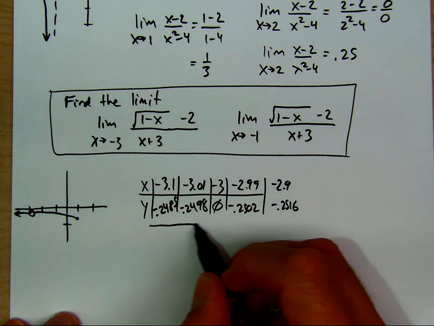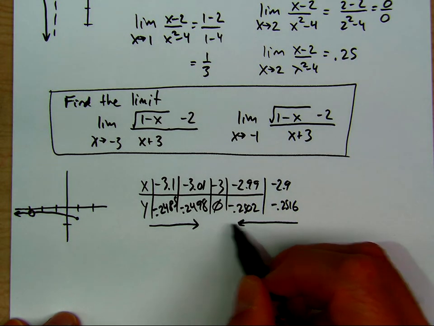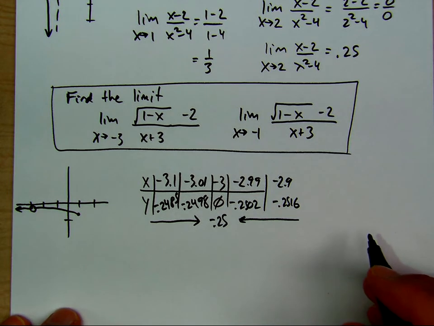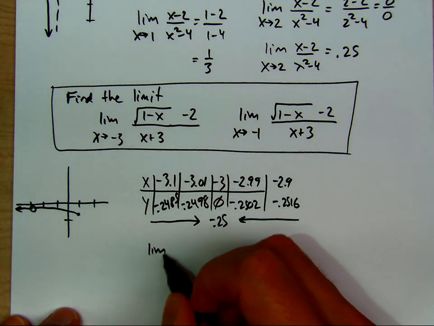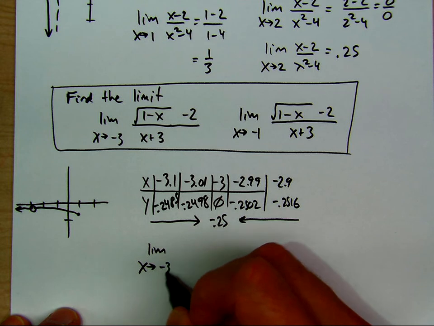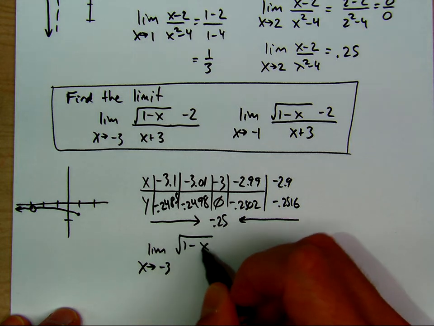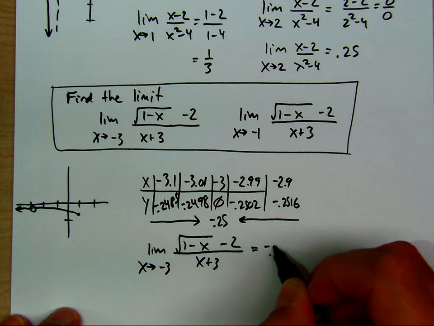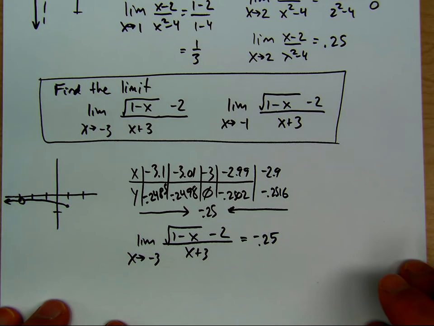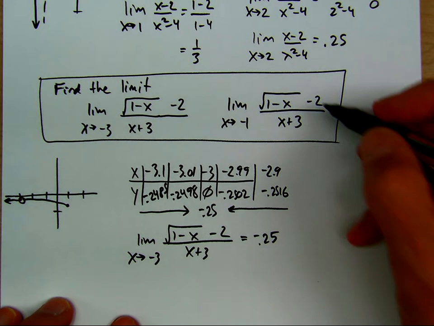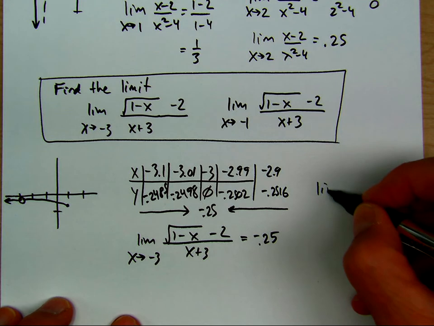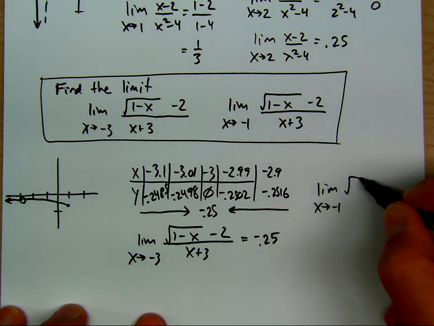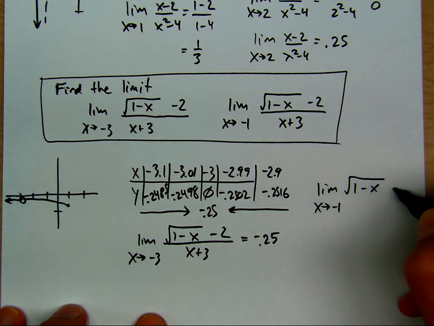And using the calculator, we have these values, and we see that from the left and the right, y values are approaching negative 0.25. So we can say that the limit as x goes to negative 3 is negative 0.25. We can evaluate this with substitution, and we could also look at it numerically and graphically.